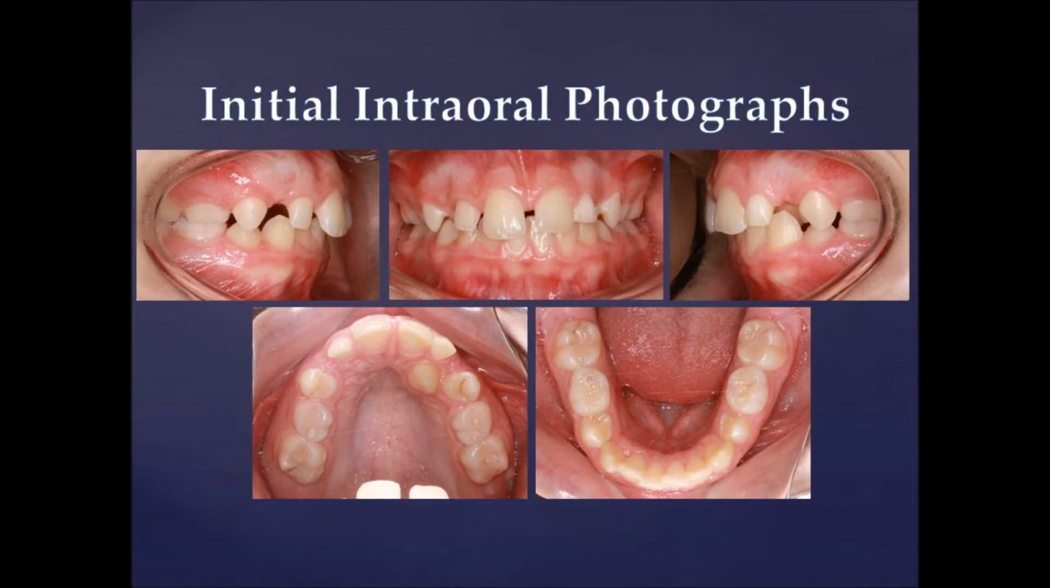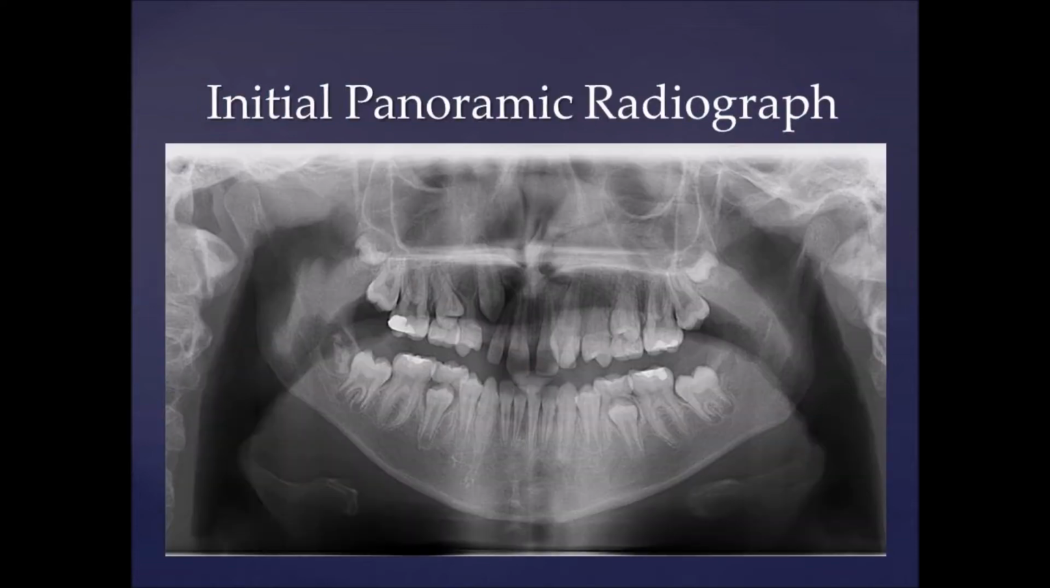There is a mild curve of Spee in the mandibular arch, and the overjet is 6 millimeters. The Panorex shows the remaining deciduous molars are ready to exfoliate. The patient is missing her maxillary left lateral incisor. The maxillary right canine is impacted, but the long axis is vertically oriented. Her maxillary right second premolar appears to be erupting lingually.